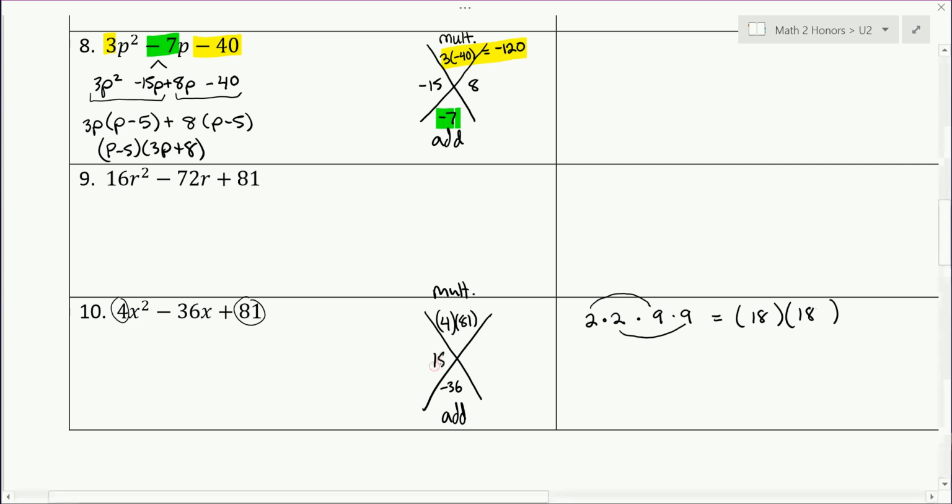So 18 and 18 is what I want, but something's still wrong. How do I fix this? Yeah, you got to make them both negative because the product is positive, so I need a negative times a negative, because the sum's got to be negative, but the product's got to be positive. So I know both terms are going to be negative. So then you split them up, negative 18x and another negative 18x. Bring down the 81, bring down the 4x squared.